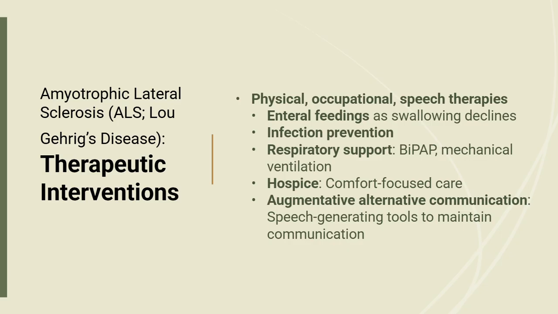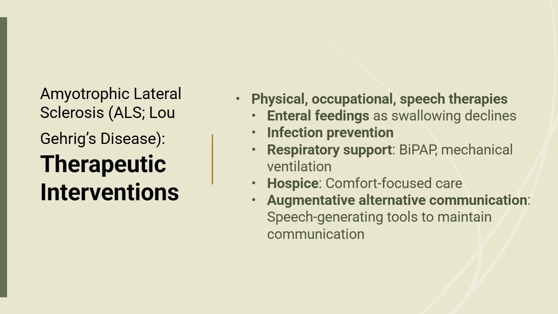Next, there are enteral feedings. As swallowing becomes impaired, patients may lose weight, become malnourished, or experience choking during meals. Many ALS patients eventually require a gastrostomy tube, not because their digestive tract is damaged, but because they can no longer safely chew and swallow enough calories.